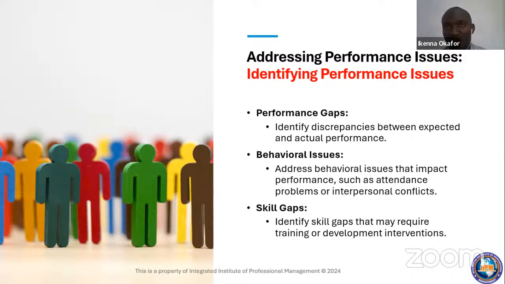People who don't get along with other people in the office, you need to identify all that and give them feedback on that and how they can do better. Skill gap: a person may not have Excel skill, PowerPoint skill, communication skill. You also try to address that.